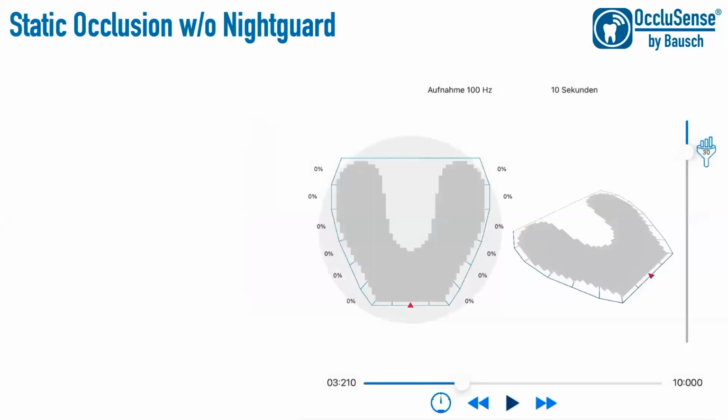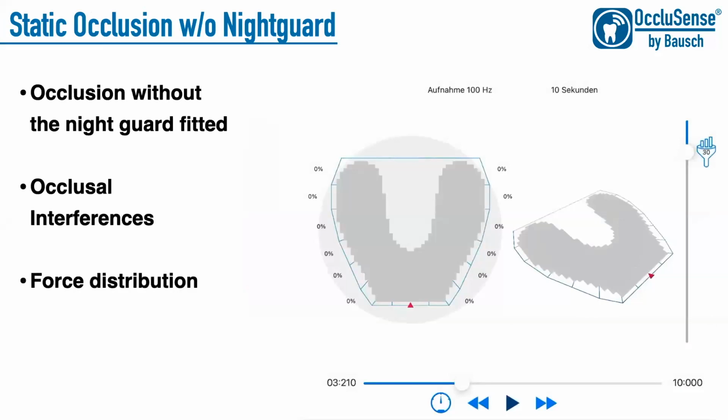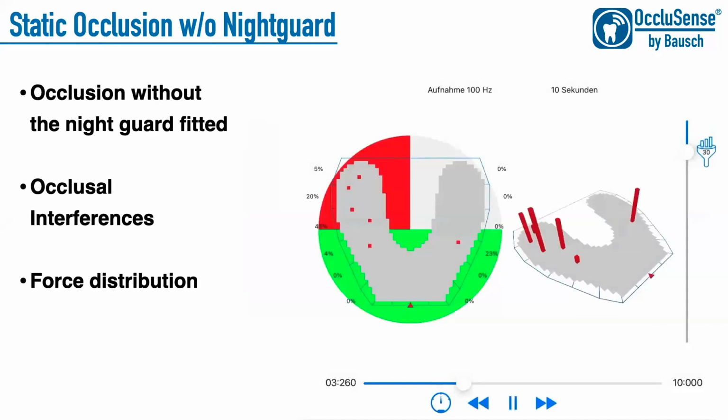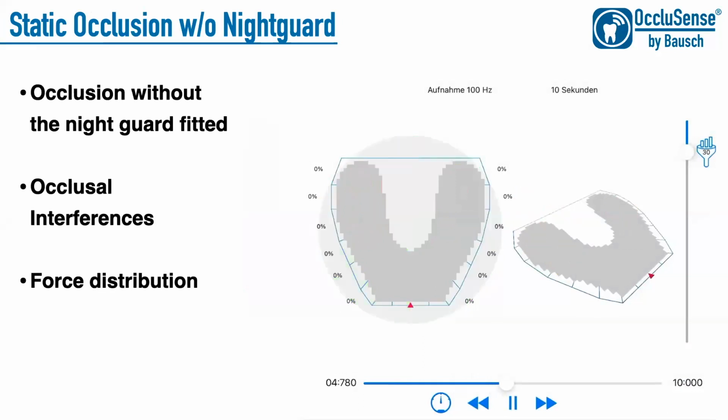If you look at her static occlusion without the night guard fitted, please take a look particularly at the occlusal interferences and disbalances, as well as the force distribution. And you will catch an open bite on the left-hand side to begin with, because you only see the contacts on the right side. And as the bite advances, the other contacts slide into place.